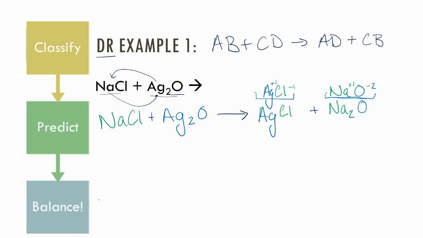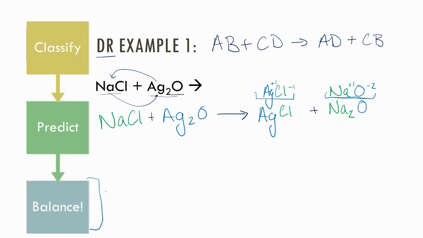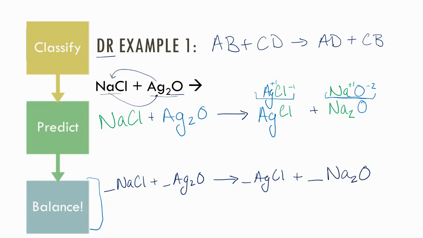I'm not quite done yet though, because my last step is always to balance. So I'm going to rewrite this in just one color, so I have NaCl plus silver oxide. We can think about this in words too. It is going to make silver chloride, which we wrote the appropriate formula for, and sodium oxide, which again, we wrote the correct formula for. So last step is going to be to balance. I'll go ahead and balance in purple so that I have a completely different color.